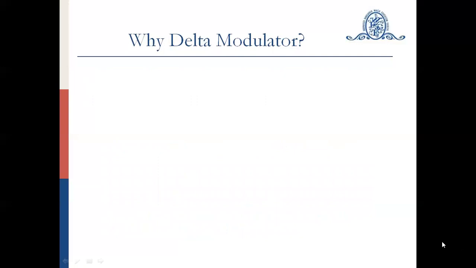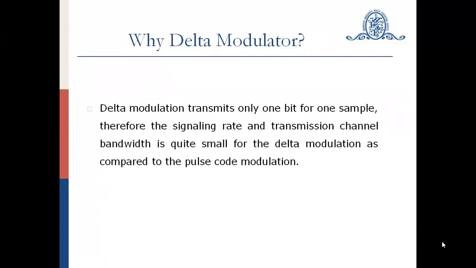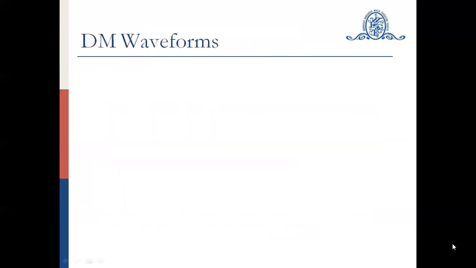Now let us see why delta modulator. There are some advantages of delta modulation. Delta modulation transmits only one bit for one sample. Therefore, the signaling rate and the transmission channel bandwidth are small for delta modulation as compared to pulse code modulation. Now let us understand what is the delta modulation waveform.